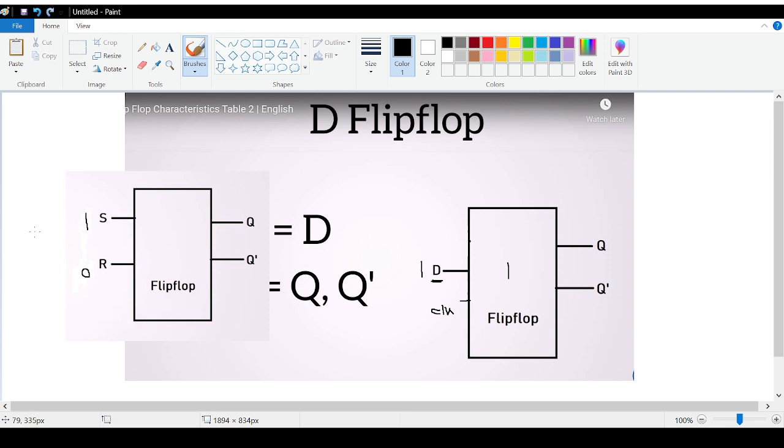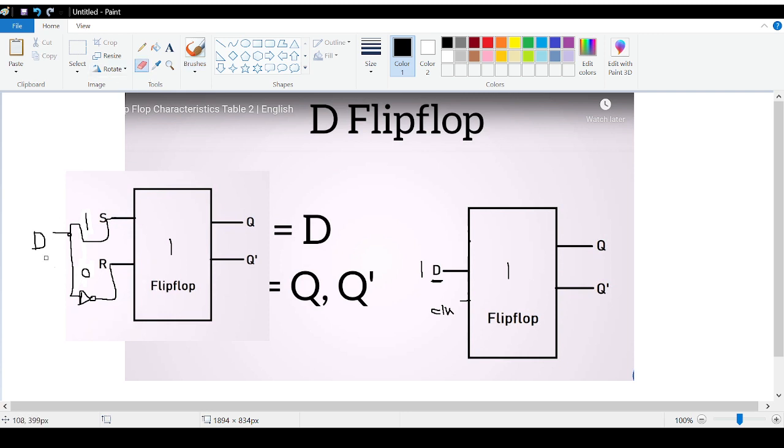Okay, so simply what I can do is, I want the value 1 to be stored if D is 1, right? So I'll pass D through S, and from R I need to pass 0. So I'll pass D bar through R. In such a case, if D is 1, then 1 is passed through S, and 1 bar is 0, so 0 is passed through R, so my flip-flop will store 1.